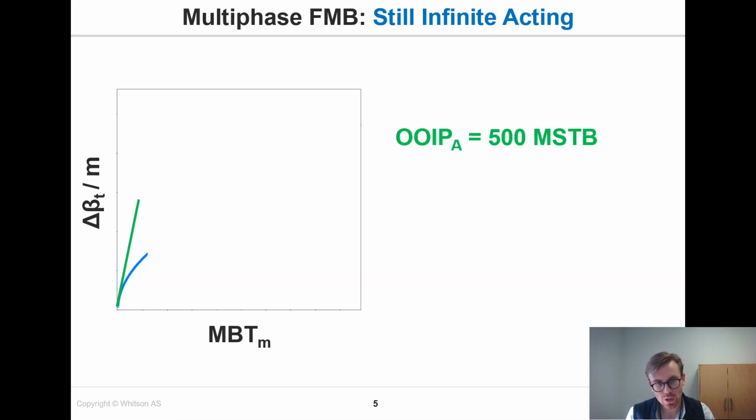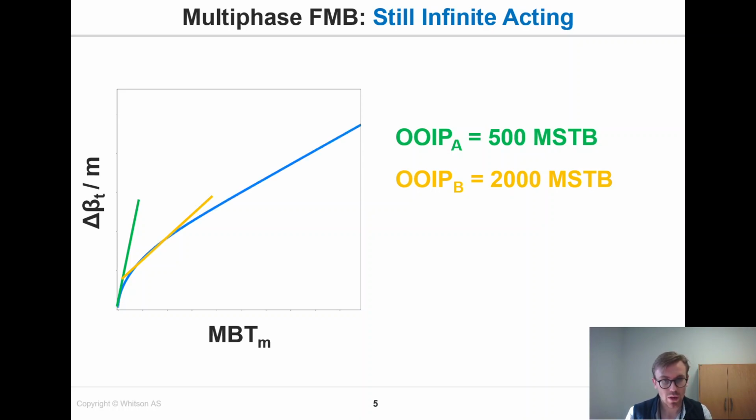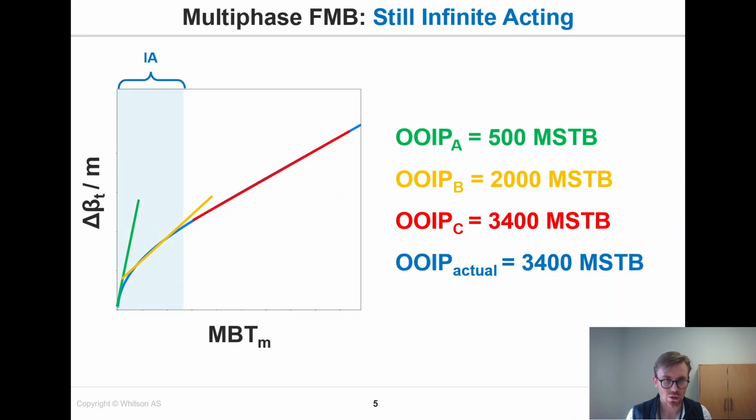If we give it a little bit more time, we see that our curve is starting to bend over, and our slope is starting to get shallower. And if we draw a slope through this data, the OIP that we estimate is 2,000 barrels. Okay. And if we allow it to reach and see all the boundaries, so it reaches true pseudo-steady state, then we're seeing the entire tank size in this case, which is 3.4 million barrels, which is exactly the same as the actuals.